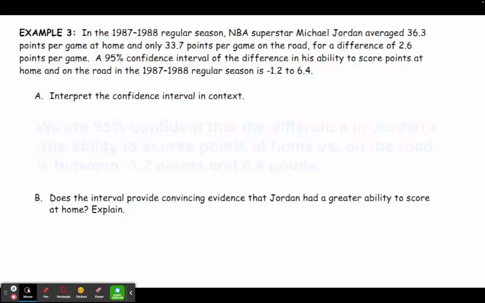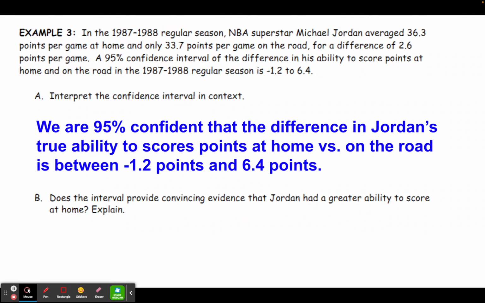So if we interpret that interval, we would say we are 95% confident that the difference in Jordan's true ability to score points at home versus on the road is between negative 1.2 points and 6.4 points. And notice when we're interpreting the confidence interval, we're including the confidence level. We're saying we're 95% confident.